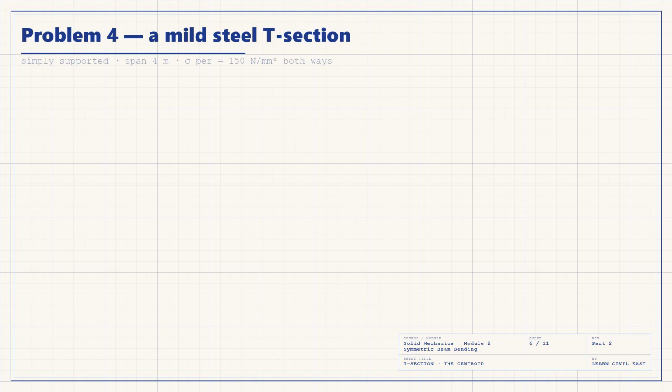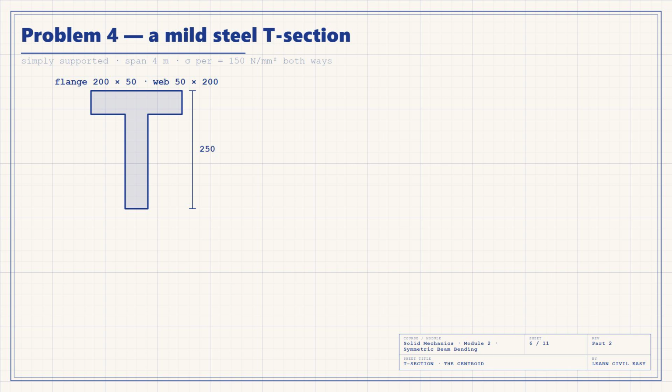Here is the section: a flange 200 wide and 50 deep sitting on top, and a web 50 wide and 200 deep hanging below. Overall depth 250. It is a mild steel beam simply supported over 4 meters. Permissible stress 150 in both tension and compression. Step 1. Split it into two rectangles and tabulate. Always measure from the bottom fiber.